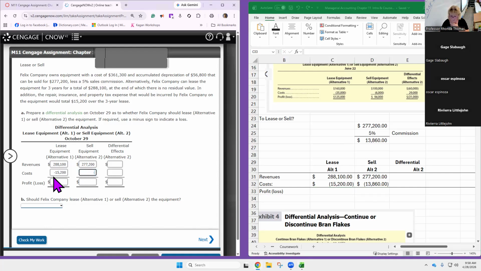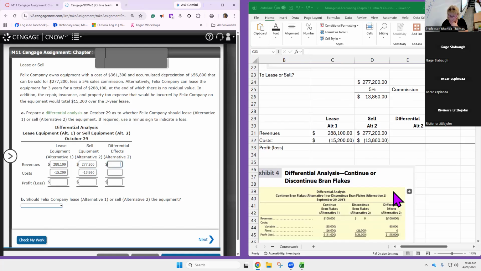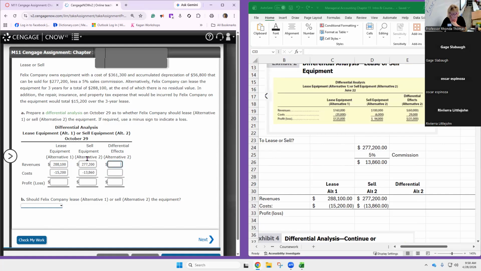Okay, so we're gonna put that in as a negative. So here's the thing, this alternative number two, it's less in revenues, isn't it? So what you have to do is subtract the sale. You're going to take the amount of the sale and subtract the lease equipment. That's going to give us a negative 10,900.